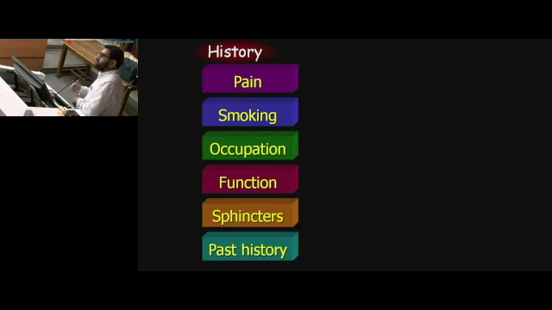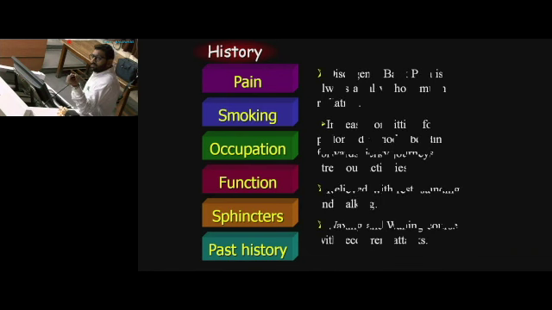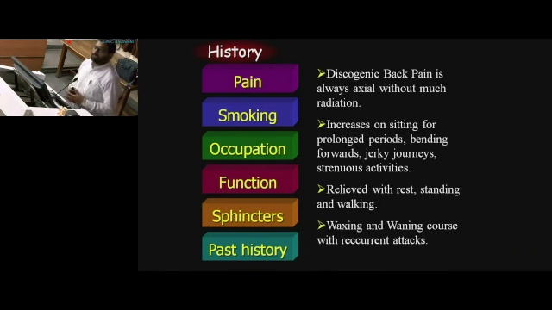Chronic back pains are very difficult to treat because this pain is going to come again and again. It is because of the degenerative changes. There is no pathology as such. It is because of aging or degenerative changes happening in the disc. So discogenic pain is more in the midline and it increases on sitting, but it is relieved once the patient is in supine position, or if he starts walking or standing.